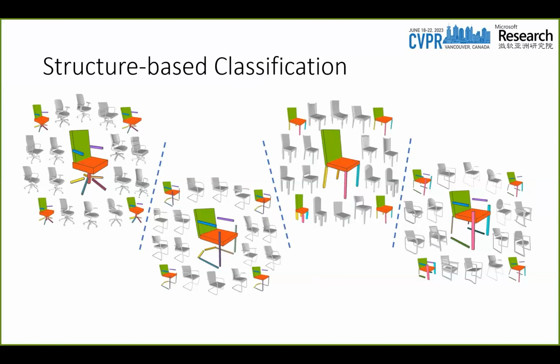Here we show structure-based classification results. We cluster all the chairs shown here by their abstraction structures. In the same group, all the chairs have the same structure, while different groups have different structures. Also, the blue cuboid represents the chair back, and the red cuboid stands for the chair seat.